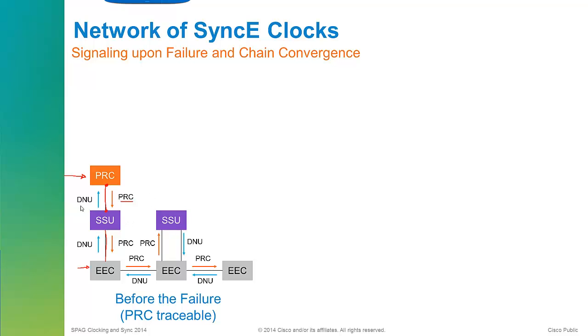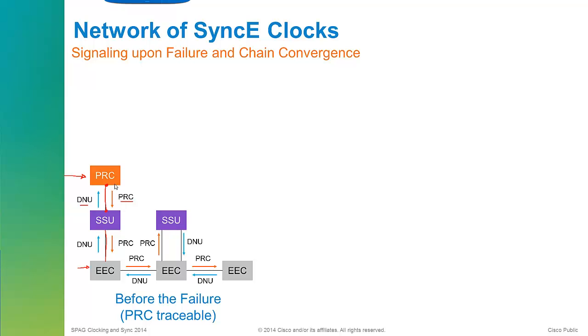So what it does is, in the opposite direction, it sends what's called a do not use. Now this is really to stop timing loops. What this means is you don't take clock source where you've just sent it, otherwise you would get an infinite loop.